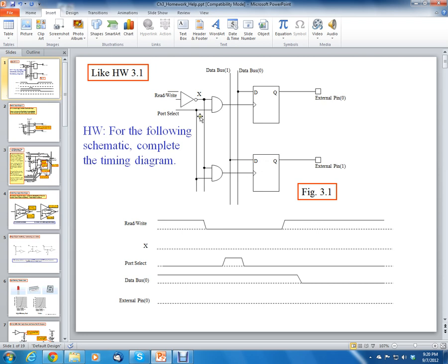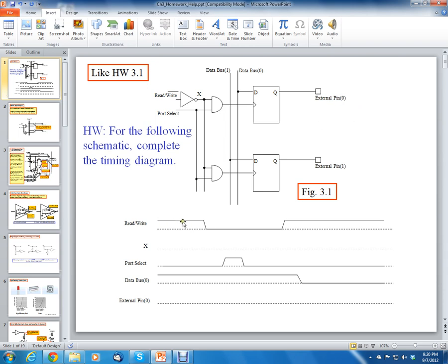Notice that the clock inputs to both registers are identical from a logic standpoint. They both have this read-write signal and port select, and then they have the AND gates. So from that standpoint, they're identical. We're just going to be looking at bit 0, external pin 0. We're not going to look at number 1, but it applies equally well to number 1. In this case, we're just going to simplify it.